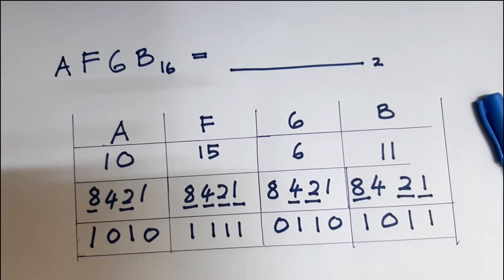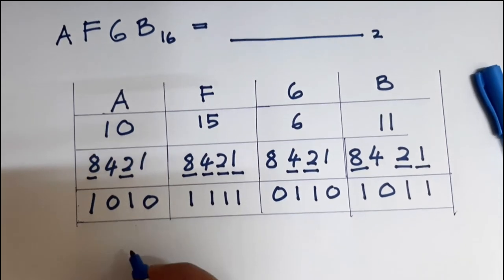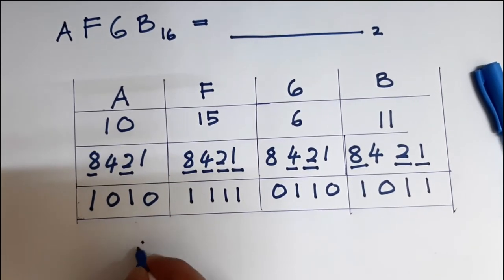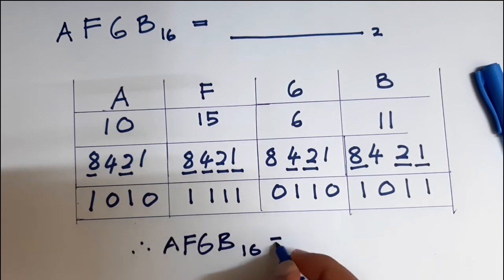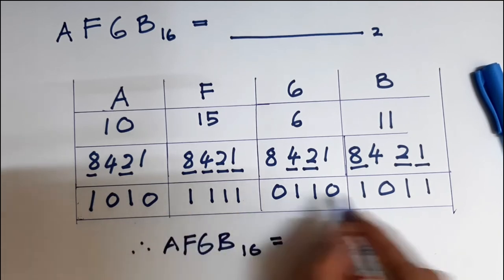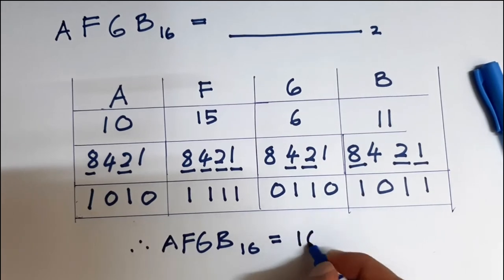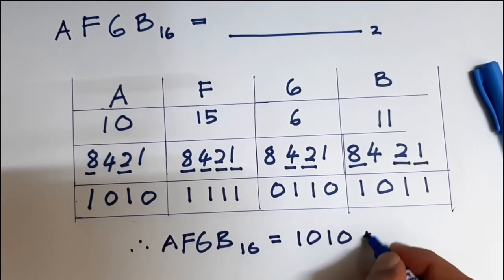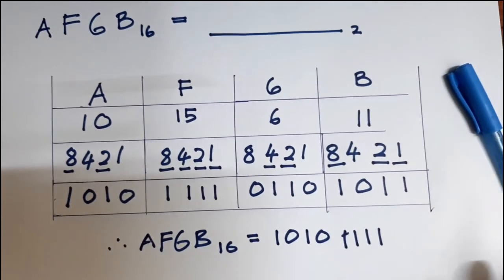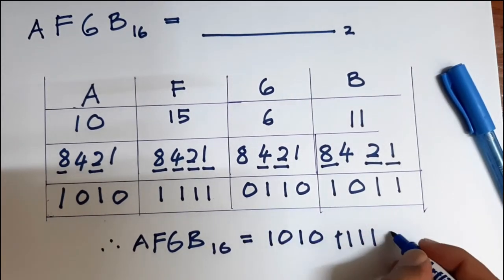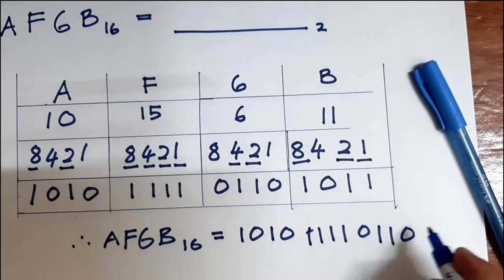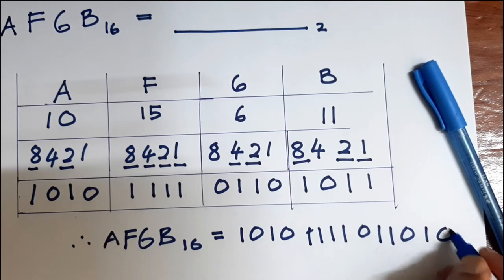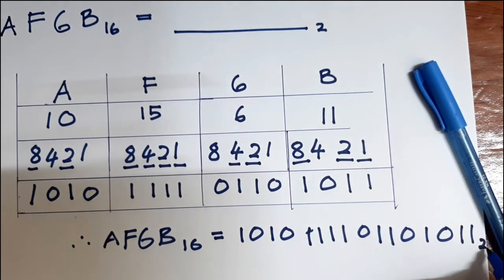Okay, so the final answer. Write the final answer like this. Therefore, AF6B base 16 is equal to, just copy all this, 1 0 1 0 1 1 1 1 0 1 1 0, and the last one is 1 0 1 1, base 2.